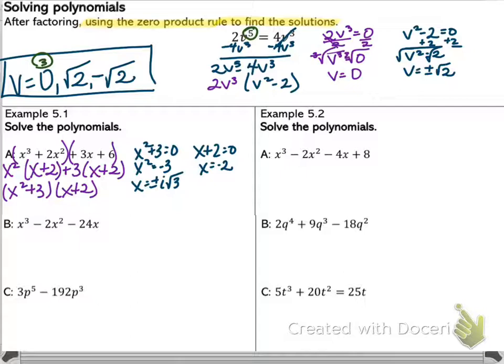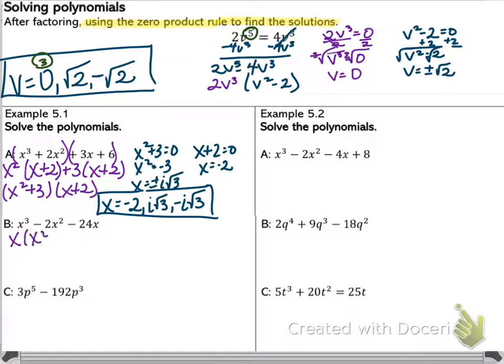When you write your answers, please do me a favor and write it out, all of them. So this will be negative 2, comma, positive i times the square root of 3, and negative i times the square root of 3. So please make sure you're putting all of your answers as a list. It becomes important later, so for now, just indulge me.